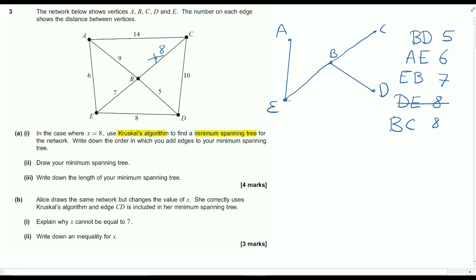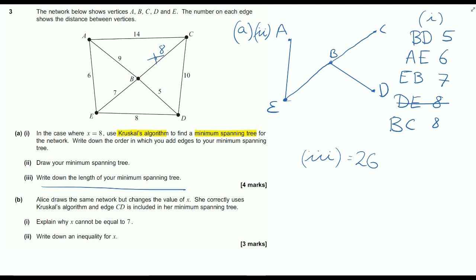With this, I've then also answered part 2. So this is all part A, but effectively it's all together. So this is part 1. This is the order that I've added them in. This is part 2. And then finally part 3 is asking for the total length of the spanning tree. So I've got 8, 7, 6 plus 5. 8 and 7 is 15, 20, 26 is my total length. Okay, so hopefully a reasonably straightforward Kruskal's question there once you've put x is equal to 8.